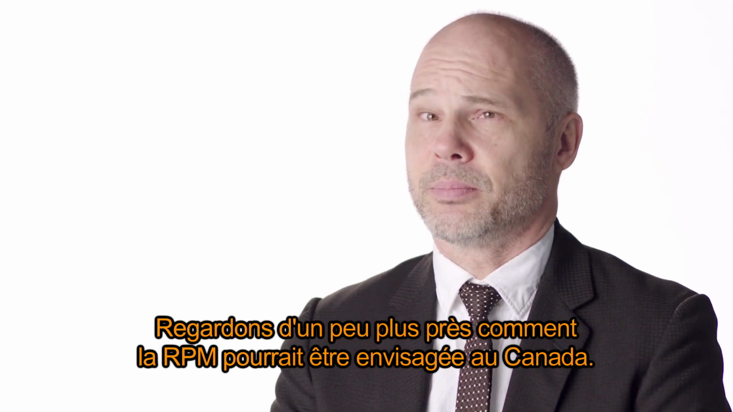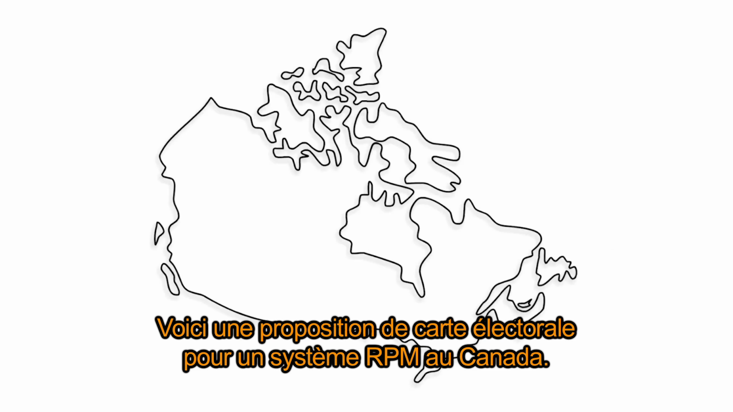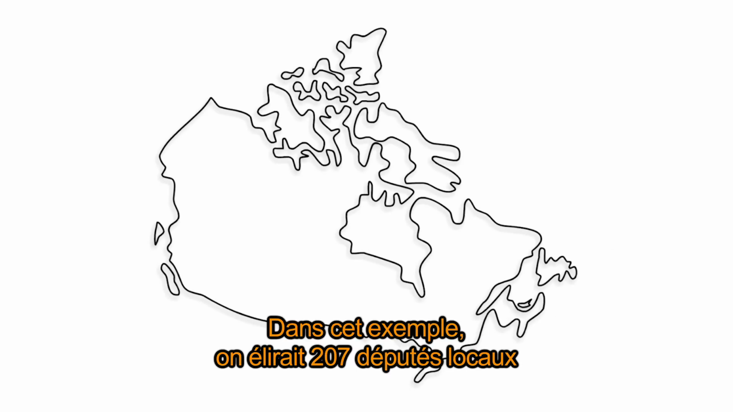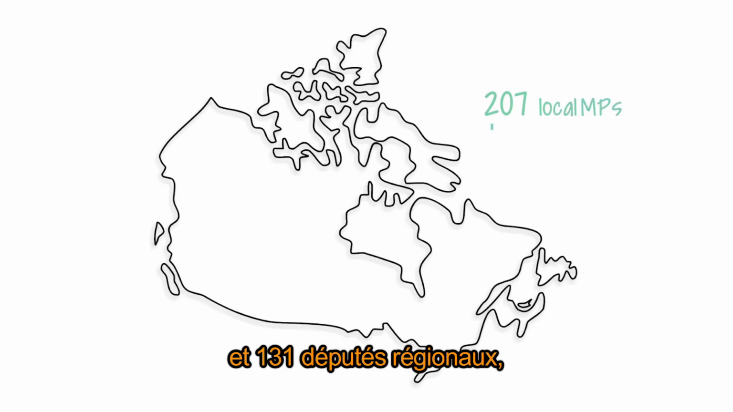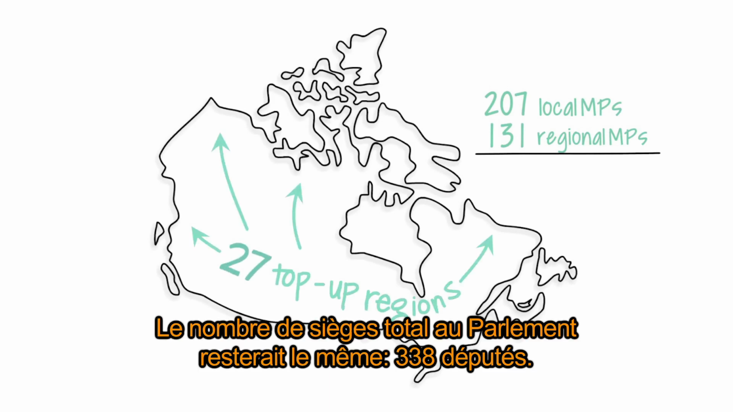Let's look a little more closely at how an MMP system could be designed to be used in Canada. Here's a proposed electoral map for a Canadian MMP voting system. In this version, voters would elect 207 local MPs and an additional 131 regional MPs. These regional MPs would be elected from 27 top-up regions. The MMP system would not increase the size of our parliament. It would remain the same size at 338 MPs.